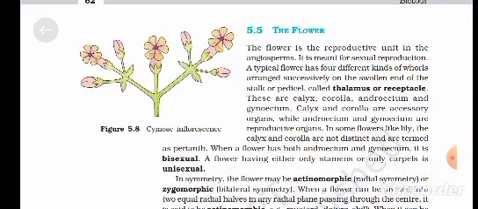The flower is the reproductive unit in the angiosperm. It is meant for sexual reproduction. A typical flower has four different kinds of whorls arranged successively on the swollen end of the stalk or pedicel called thalamus or receptacle. These are calyx, corolla, androecium, gynoecium. Calyx and corolla are accessory organs, while the androecium and gynoecium are the reproductive organs. In some flowering plants like lily, the calyx and corolla are not distinct and are termed as perianth. When a flower has both androecium and gynoecium, it is bisexual. A flower having either only stamens or only carpels is unisexual.